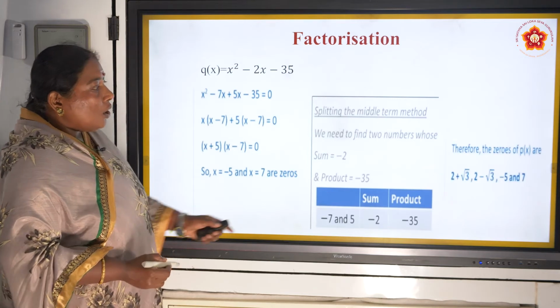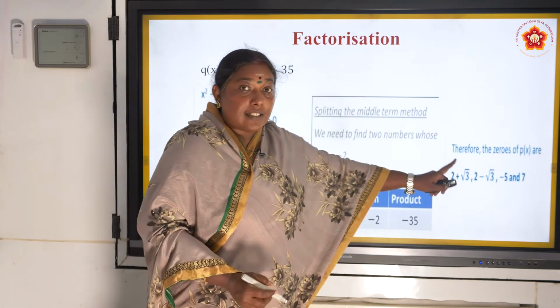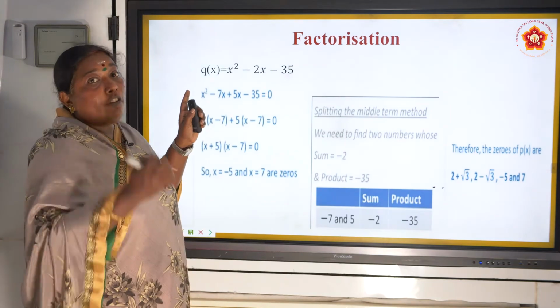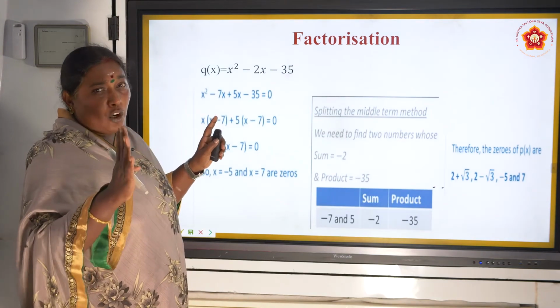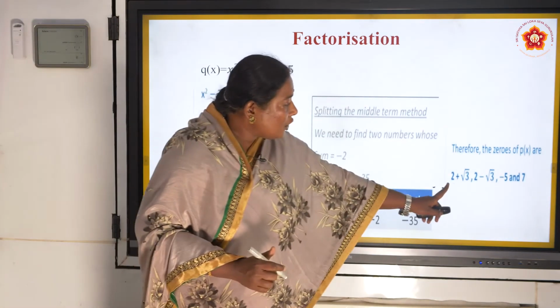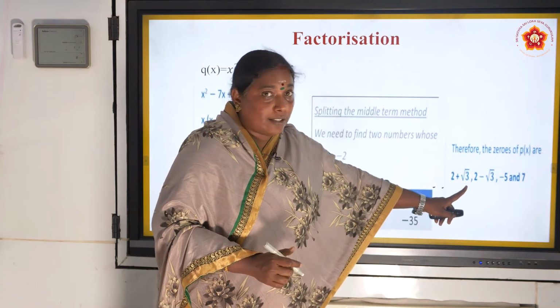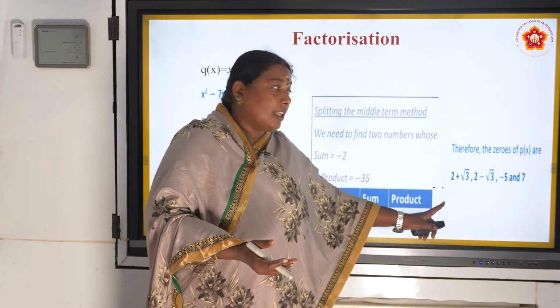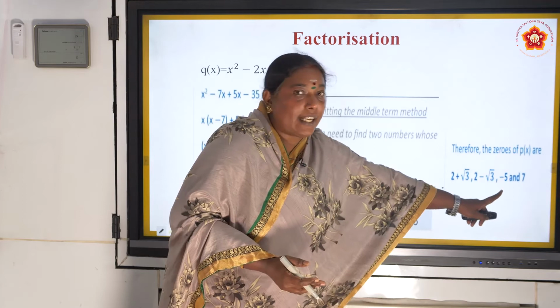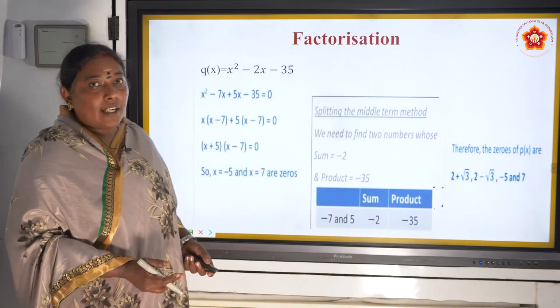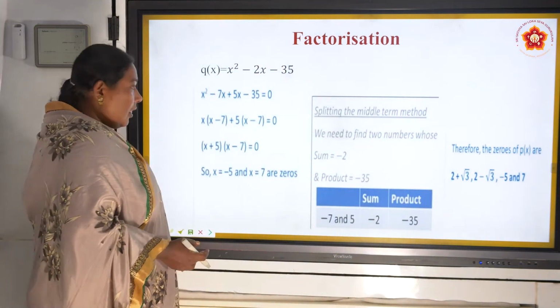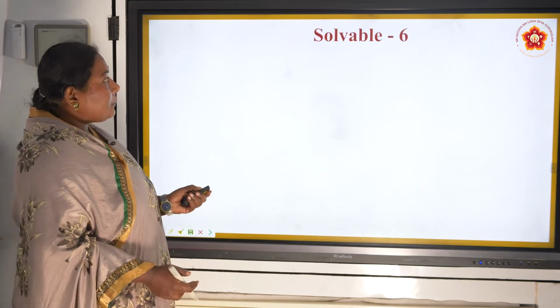Okay. So my 4 zeros are, since my polynomial is of 4th power, I must have 4 zeros, right? So my zeros are 2 plus root 3 and 2 minus root 3, which are already given in the question. I found minus 5 and 7. So that's how we finish this sum.